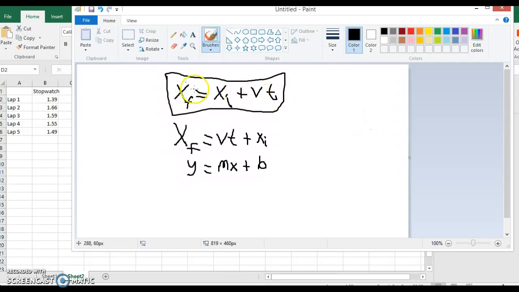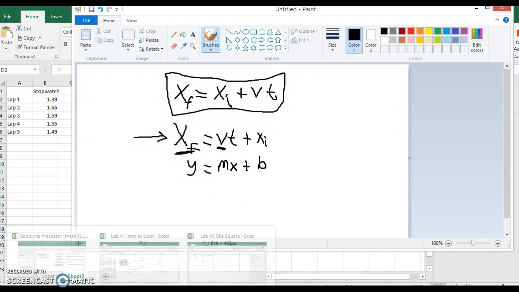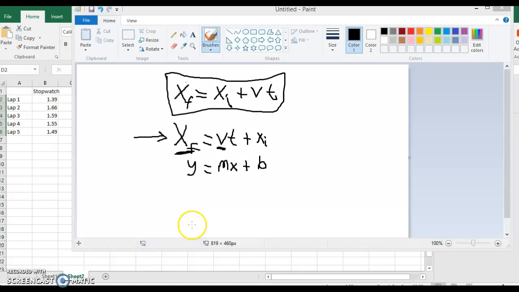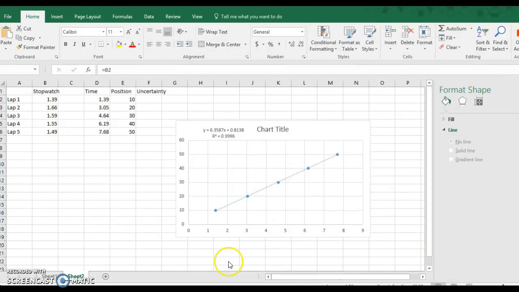And if I solve that equation for the final position, then I get this equation. I'm just going to switch the ordering of the v and the t and the xi, and I get xf equals vt plus xi, and we see that this has the form of a linear equation, y equals mx plus b. And so y is my dependent variable. The velocity v represents the slope.